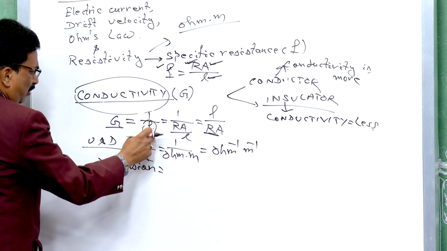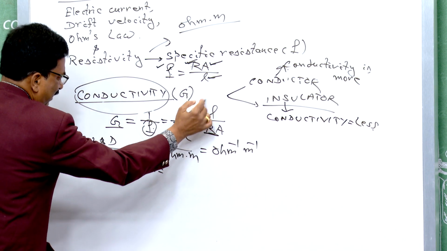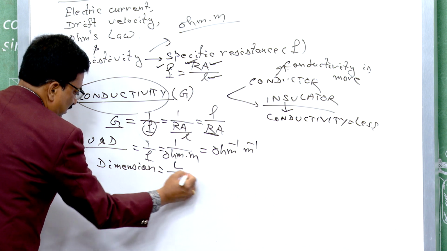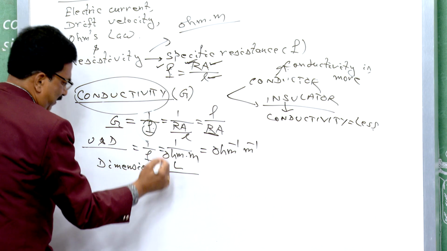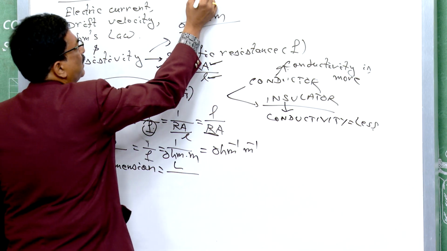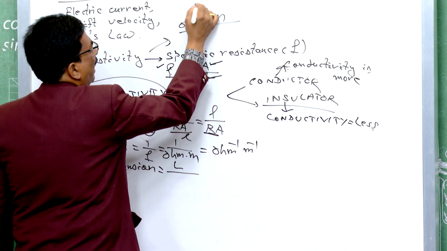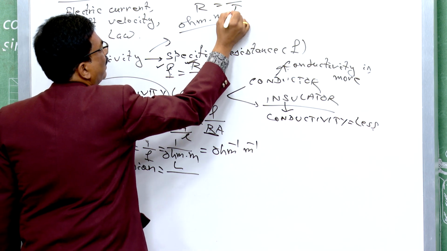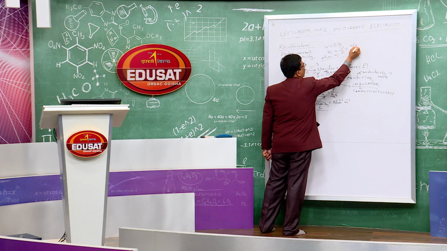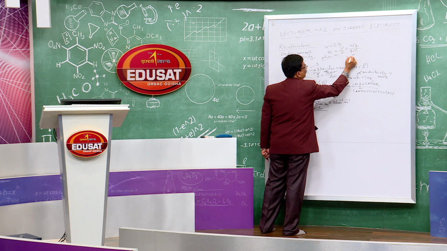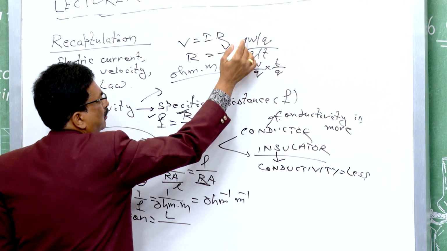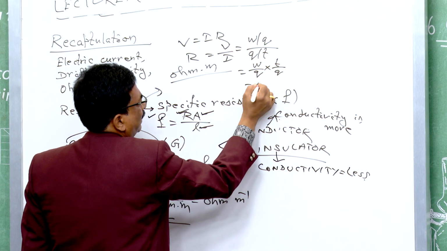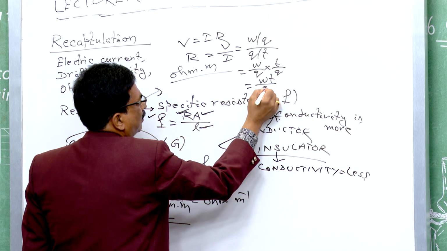that is equal to 1 by rho, means L by RA. On expansion, L dimension is L, and R dimension means the resistance. As we have discussed, V is equal to IR. So R is equal to V by I, V is equal to W by Q, and I is equal to Q by T. So this is equal to W by Q into T by Q, that is equal to WT by Q square.